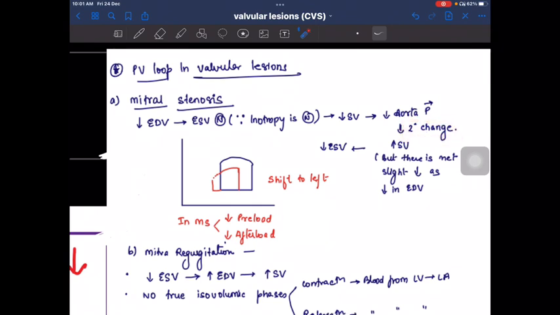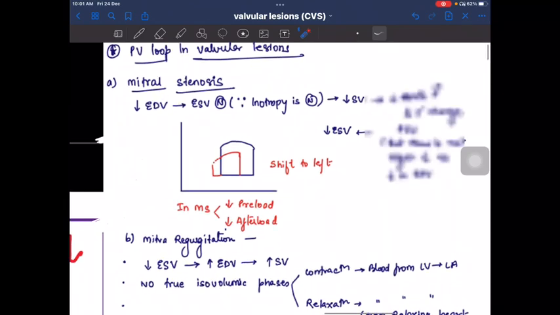The body will try to correct itself by increasing the stroke volume. Right? How will it increase the stroke volume? By doing some kind of positive inotropy. Right? So this will cause a relative decrease in end systolic volume, which we have done. That positive inotropy causes that.